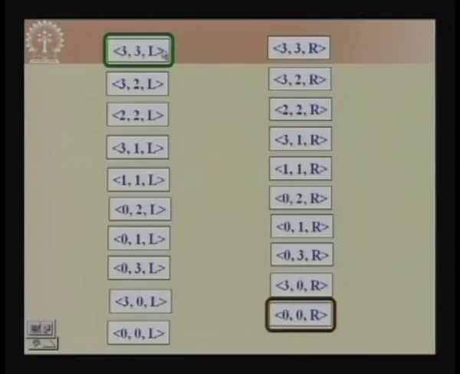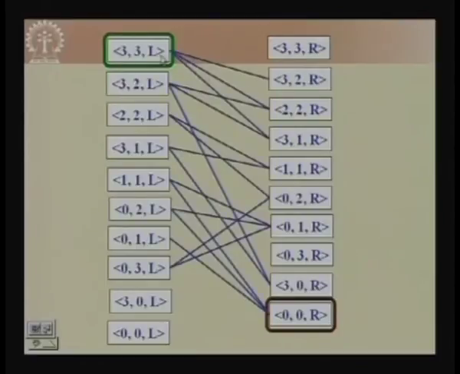This is the initial state, 3-3L, 0-0R is the goal state, and these arcs denote the successors of each state, the operators that can be applied on each state to go to the other state. So, this is a state space representation of the missionaries and cannibals problem.